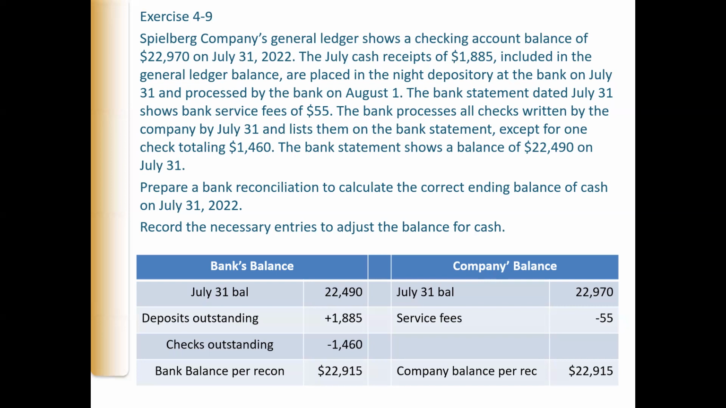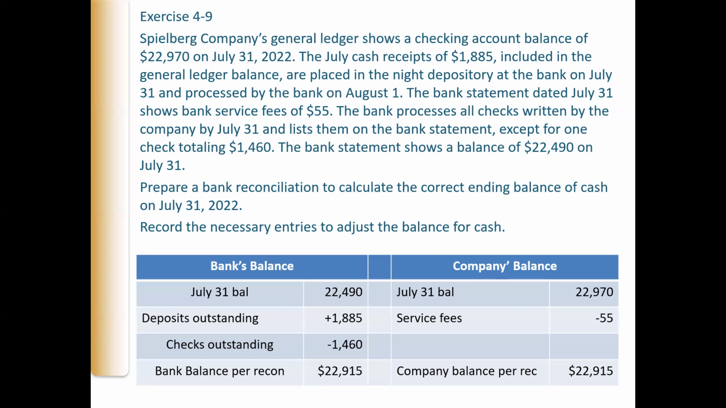The first thing we do is we put the balances. Do you see? We go and find the bank balance on July 31st, $22,490. Then we go and find the company's balance, $22,970. First step. Next step, we will reconcile the bank side.